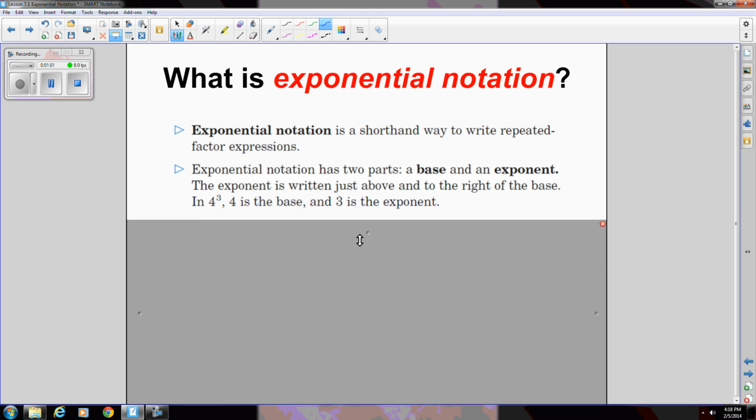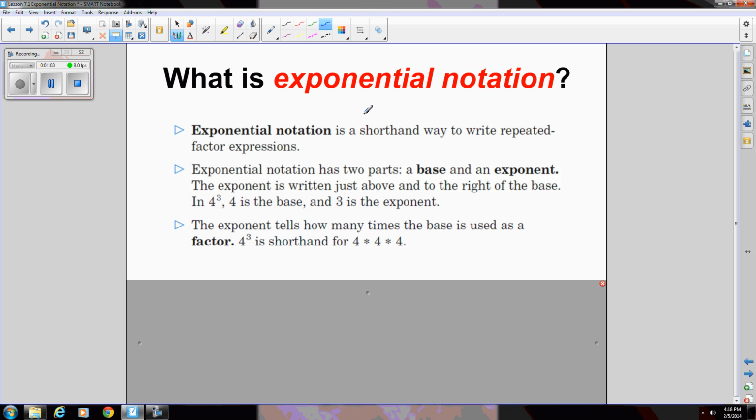Exponential notation, on the other hand, is the shorthand way to write repeated factor expressions. Exponential notation has two parts. It's the base and then the exponent. The exponent is written just above and to the right of the base. So right here I have 4, and that would be read 4 to the third. See the small 3 up there? The 4 is the base and the 3 is the exponent.